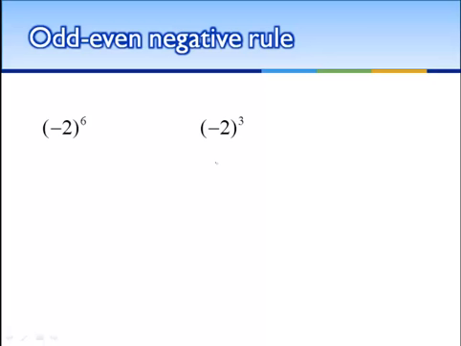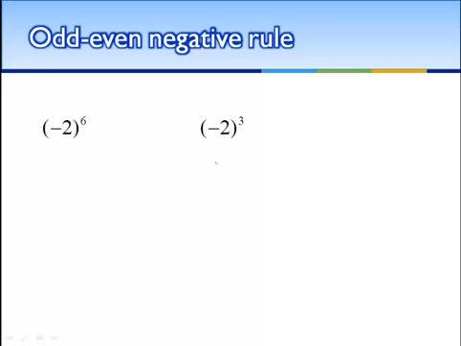The first shortcut, or property, is called the odd-even-negative rule. So, -2 when raised to the 6th power equals -2 times -2 times -2 times -2 times -2 times -2. All those negatives, there's a total of 6 of them. If we wrote them out, negative times negative would be positive, times negative is negative, and it'd be a nightmare to try to figure out how many of them there are.